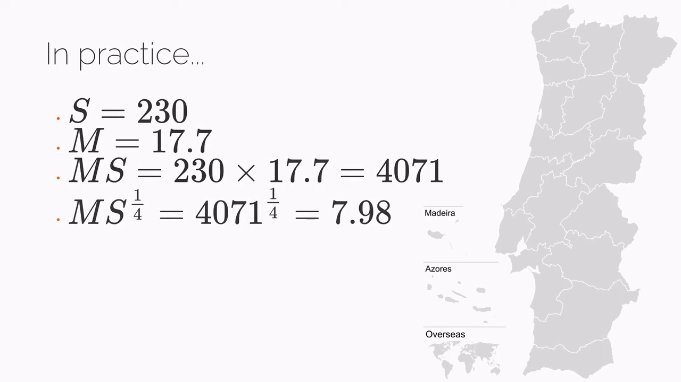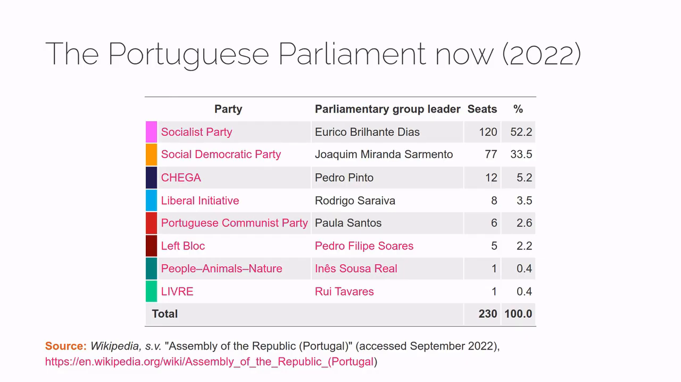Here on this slide is the current composition of the Parliament, with 8 parties, almost exactly what the seat product model predicted.